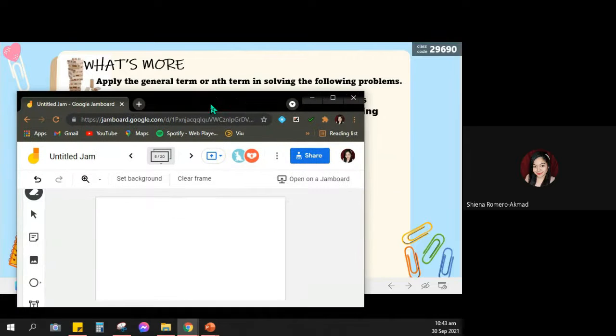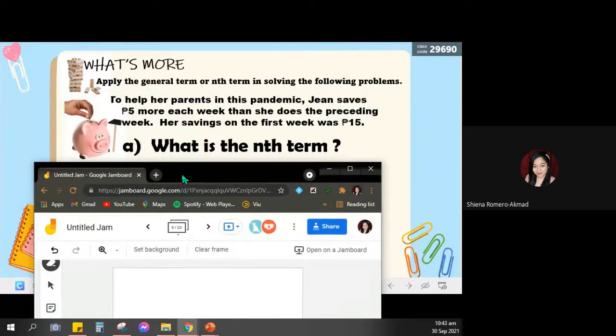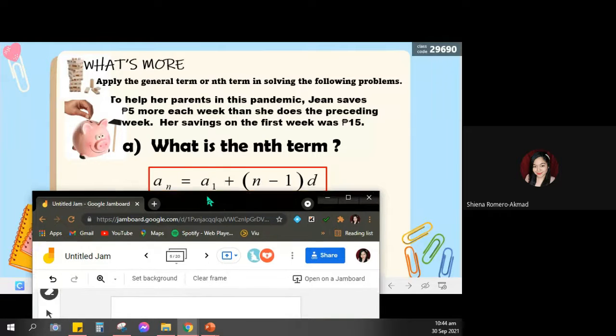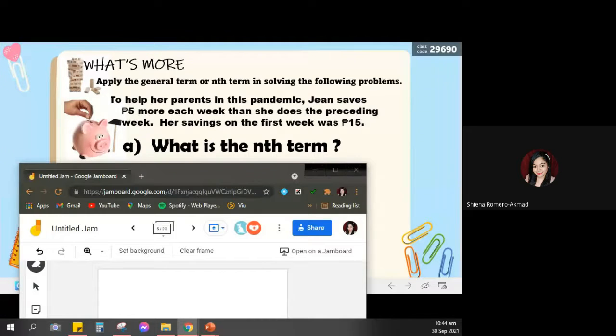May nagsasagot na ba? Pang fifth frame. Using the general term, you have to look for the nth term. Solve nyo pa? So, fifth frame po kayo.